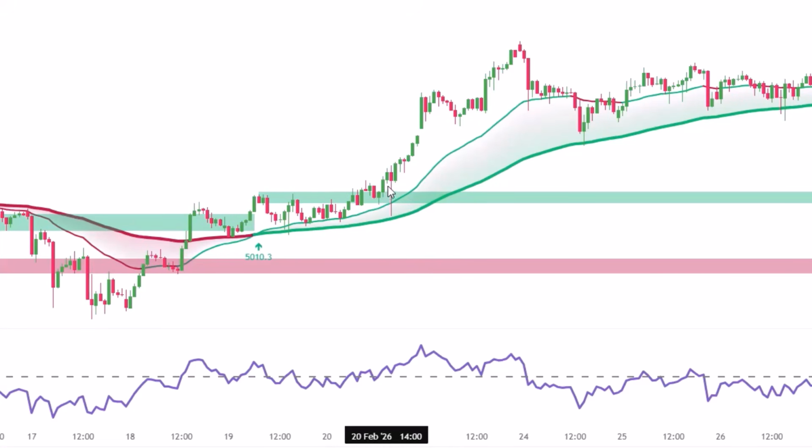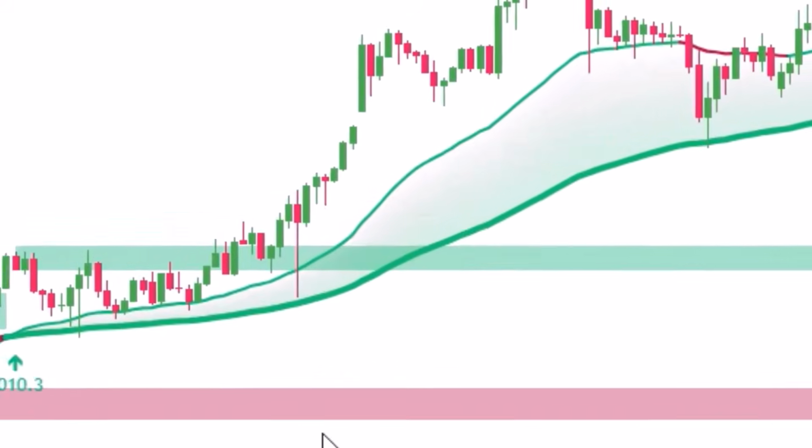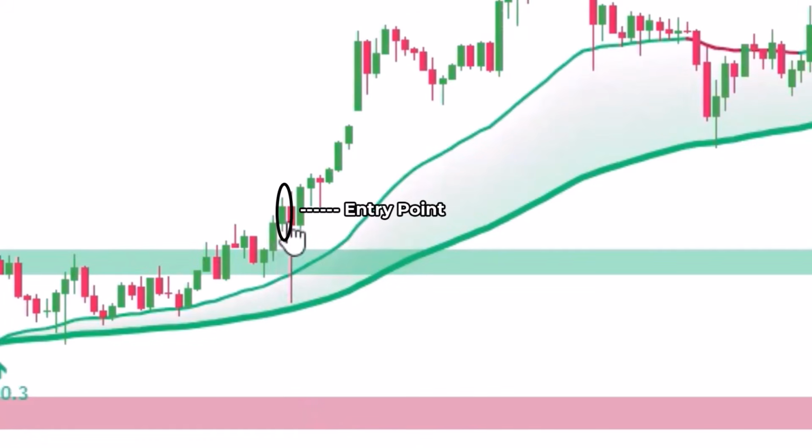As price begins to move away from the dynamic trend level, watch the RSI. If it crosses back above the 50 level, it confirms that bullish momentum is returning and the pullback may be over. Once the confirmation candle closes, the buy setup is complete.